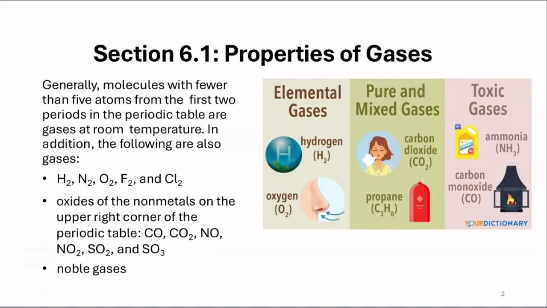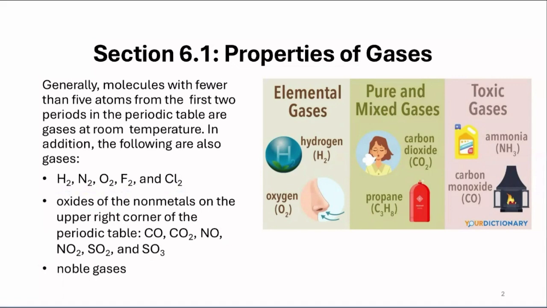Typically, molecules with fewer than 5 atoms from the first 2 periods in the periodic table are gases at room temperature. As we can see in the image on the right side of the slide, we have some gases that are elements, including hydrogen, nitrogen, oxygen, fluorine, and chlorine. Those are homoatomic elements, and we call them diatomic molecules.